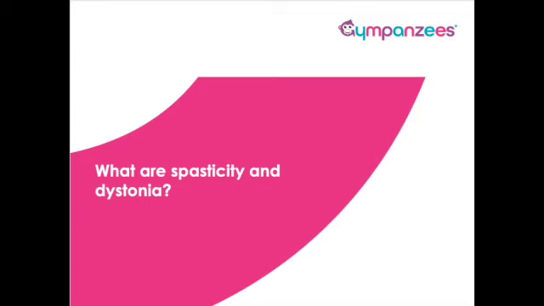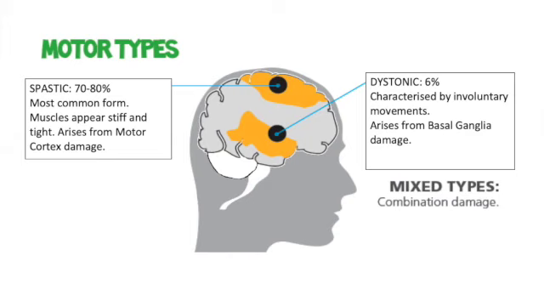So let's look more closely at what spasticity and dystonia are. Spasticity and dystonia actually come from damage to different areas of the brain. So spasticity arises from damage to the motor cortex, and dystonia from damage to the basal ganglia. Children with dystonia tend to have more significant difficulties with moving than those with spasticity, and so children who have a higher GMFCS level tend to be more likely to have dystonia than those with a lower level. A combination of different movement disorders is often present, and high levels of spasticity can mask the presence of dystonia.